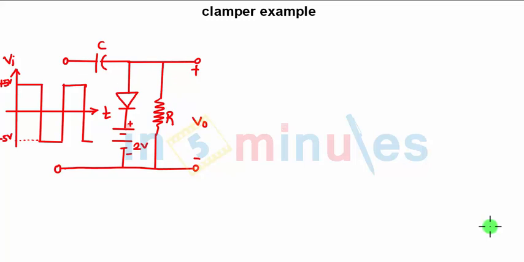Next circuit is again a clamper circuit. What changes you will find in the clamper circuit is the position of the diode and the voltages which are connected in series with the diode. Now in this diagram, when you look at the position of the diode and the input signal, what we need to find is when the diode is getting forward bias. That is our step 1. We need to find the cycle in which the diode is getting forward bias.